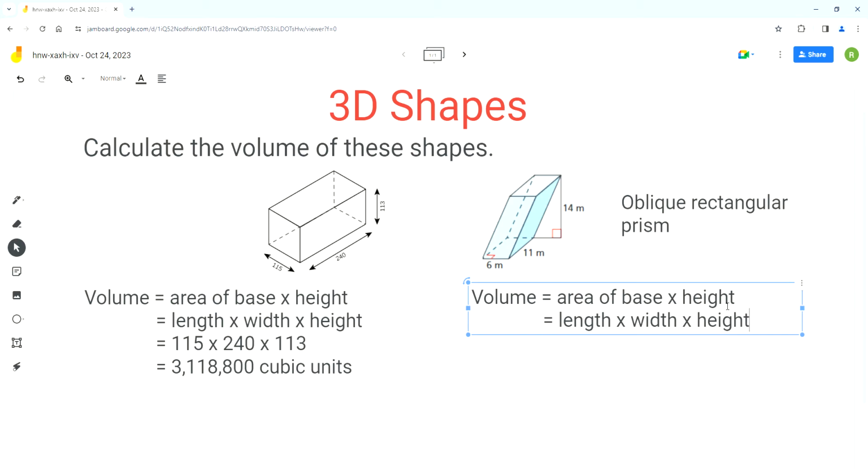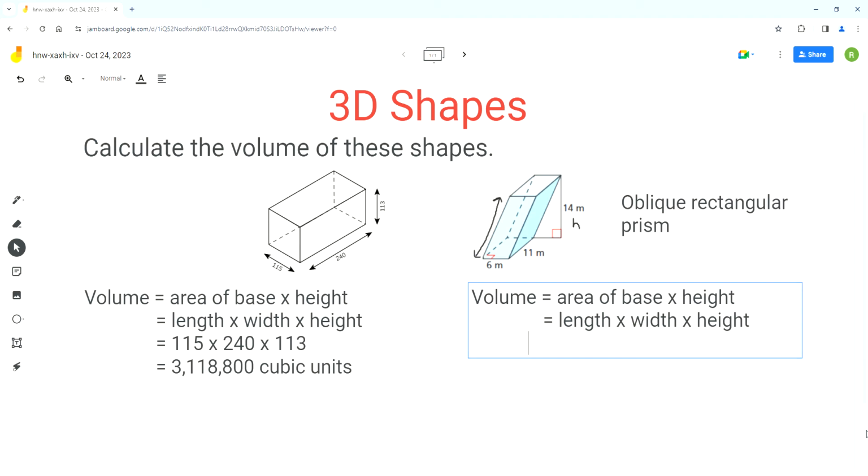Now the height here of this oblique prism is not the height along this side of this prism. So the height here is actually the vertical height, the height straight up from the base surface to the top surface. So this 14 meter represents the height of this prism, not the height along the edge of this prism. So there's a very important concept you need to understand and memorize.